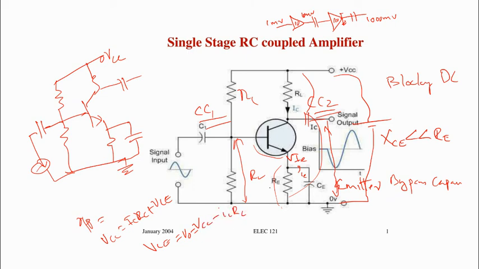So after passing through the coupling capacitor, what you are getting is minus ICRC. The minus sign represents that there is a phase difference of 180 degrees between input and output. I have shown here, this is like this. This amplified signal has a 180 degree phase difference.